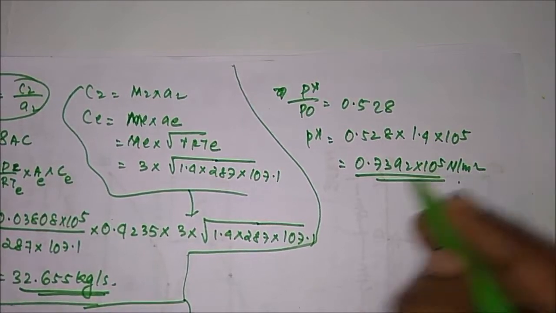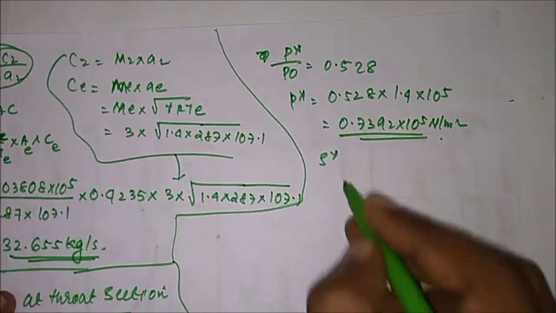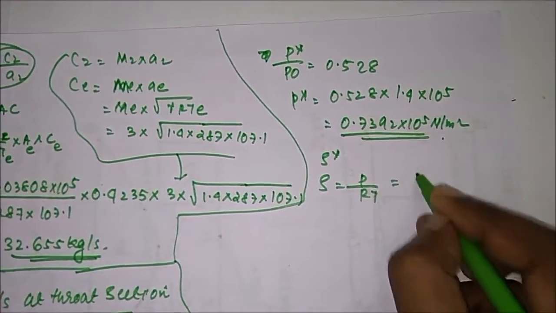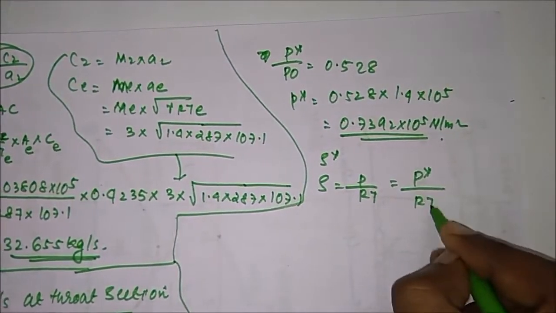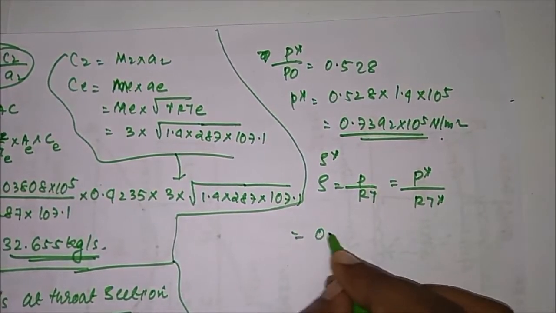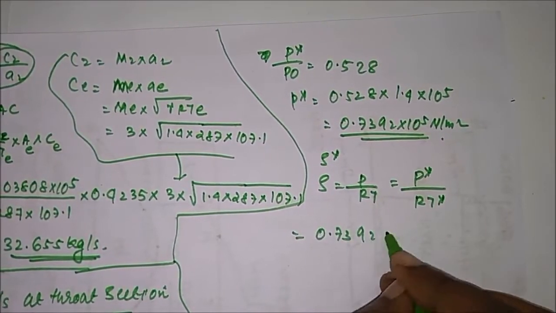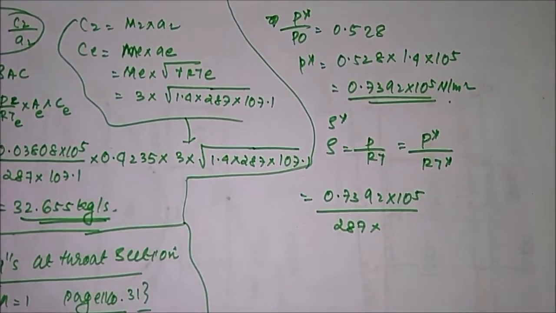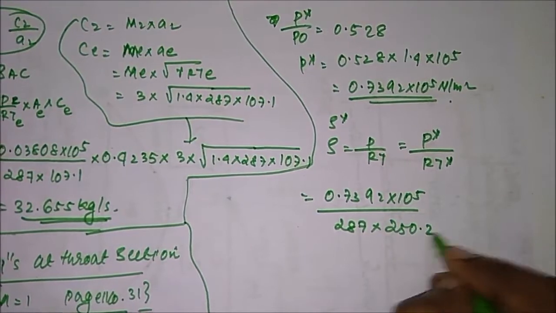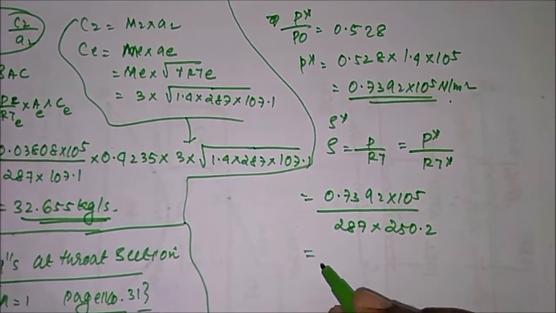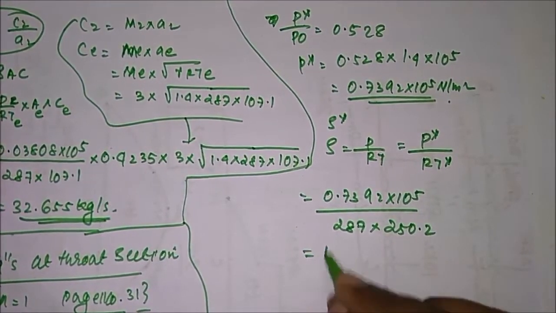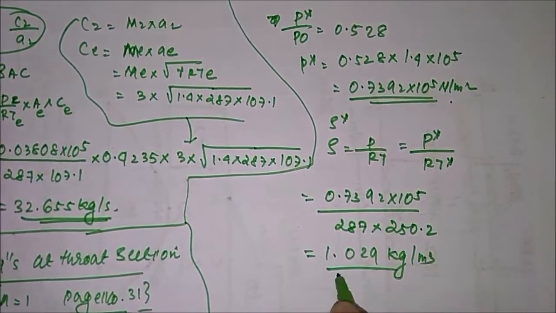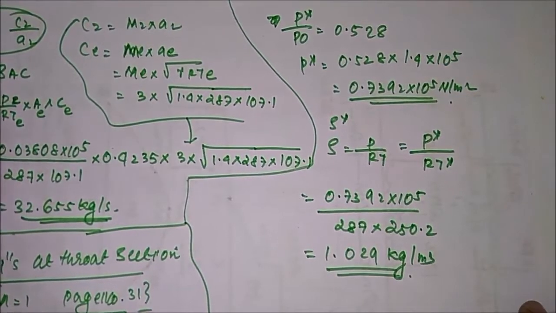Okay, next one, we have to find out the density at the throat section. We know that rho is equal to P by RT, that is equal to P star divided by R T star. What is the value of P star? 0.7392 into 10 raised to 5 divided by 287 into T star. T star is equal to 250.2. That is equal to 1.029 kilogram per meter cube. Clear?